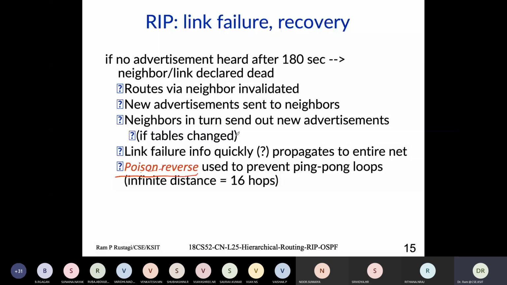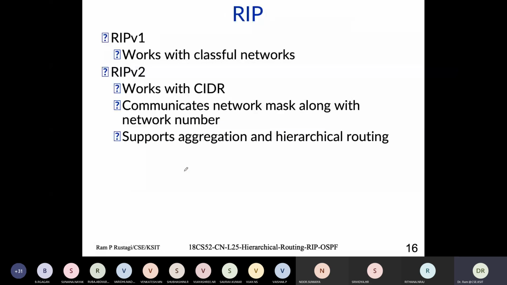Basically it means we do not communicate information about a network to a router from where we learned it. For example, if I learned database from some person X, then I shouldn't be teaching the same database back to person X. I can teach others, but not the same person I learned from. And that basically is poison reverse, and this is always to avoid count to infinity.